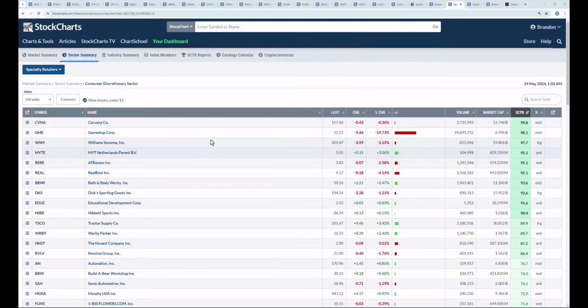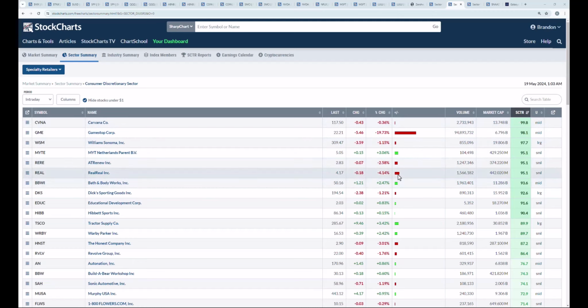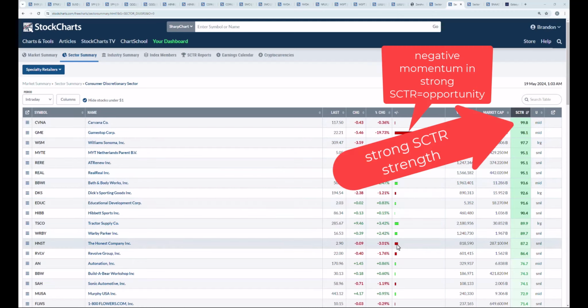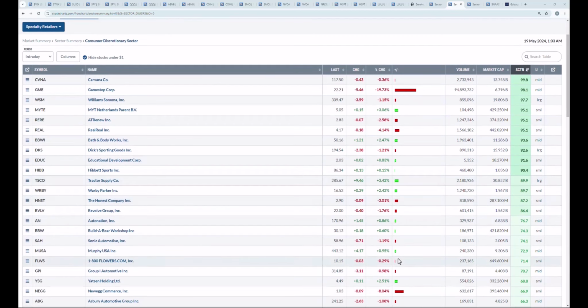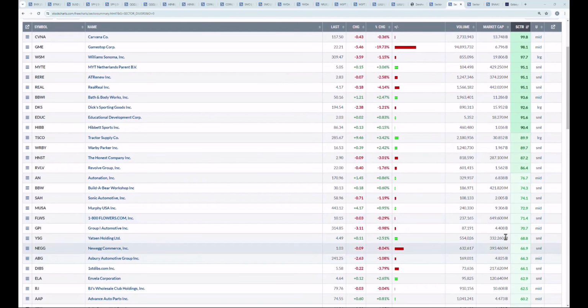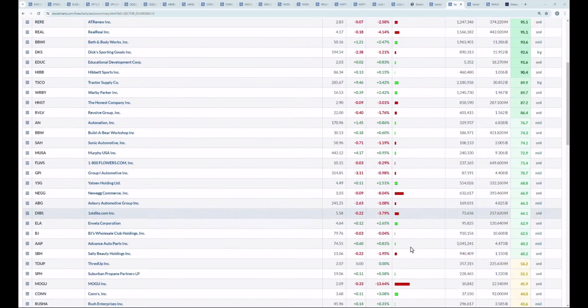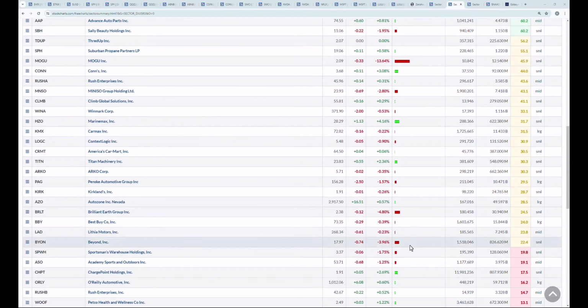So we know what's happening to GameStop. One of the things that we want to look at is these strong sectors that are showing negative momentum, right? The Honest Company, all right? Is that the Jessica Alba company, I think? Anyways, regardless, we got all these companies down here that are showing some strength, but you see that it's waning, okay?